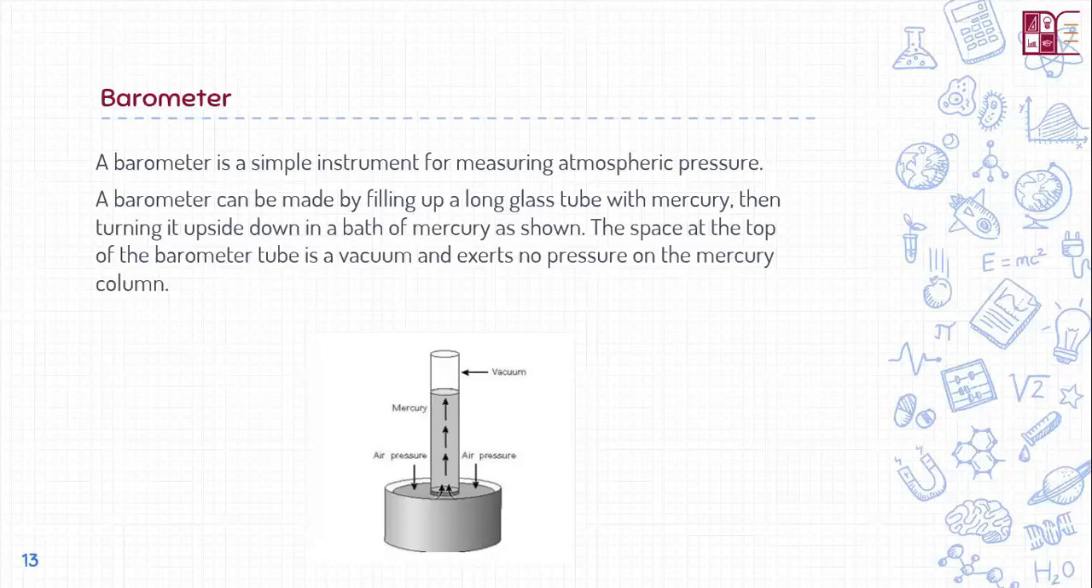So a tube filled with mercury, and then you can use a tray for it, filled with mercury. The space at the top of the barometer tube is a vacuum and exerts no pressure on the mercury column. The atmospheric pressure pushes against the mercury bath, so upwards. As you can see, the air pressure applied on the surface of the mercury bath allows the mercury in the column to move upwards. Hence, the pressure due to the mercury column is equal to the atmospheric pressure.